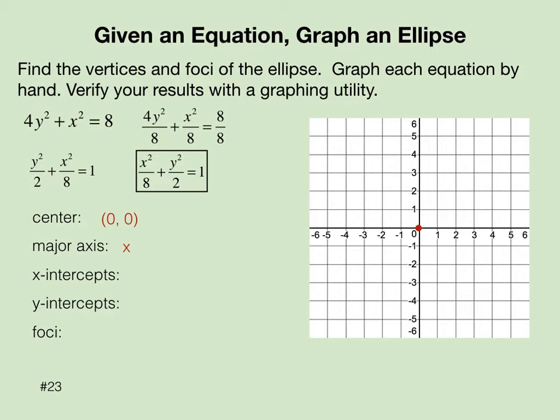Now for my x-intercepts, we're going to take the square root of that denominator, the square root of 8, and we'll go to the left of 0 and to the right of 0 as my x-intercepts. For my y-intercepts, I want to take the square root of the number underneath y squared. So that's the square root of 2. I'm going to go above the origin square root of 2 units, and below the origin square root of 2 units, which I can estimate on the graph.